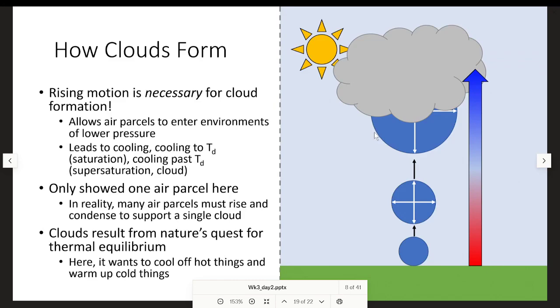Rising motion is necessary for cloud formation. Facts. True. That's why the desert, where the air is sinking from the last lecture, that's why you don't get many clouds or rain out there, because the air is sinking. You need this rising motion in order to get the clouds to form. This allows the air parcels to enter environments of lower pressure, which leads to cooling to the dew point temperature, and then cooling past the dew point temperature, which is supersaturation, when clouds form.